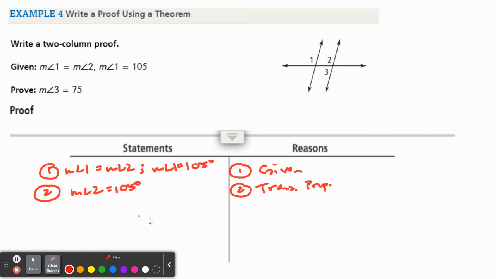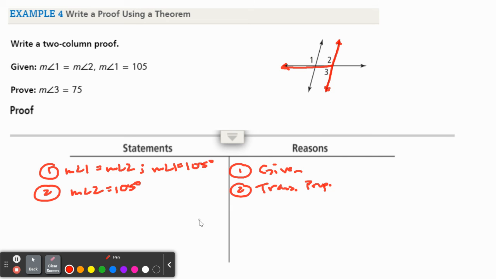All right, so now what do we do? Well, if I look at this picture, I have angle 1 and angle 2 being 105s. Notice here how angle 2 and angle 3 are next to each other, right? I believe that they are a linear pair. Angle 2 and angle 3 are on this line. They form this line. Here's the ray going between them. So they're a linear pair.